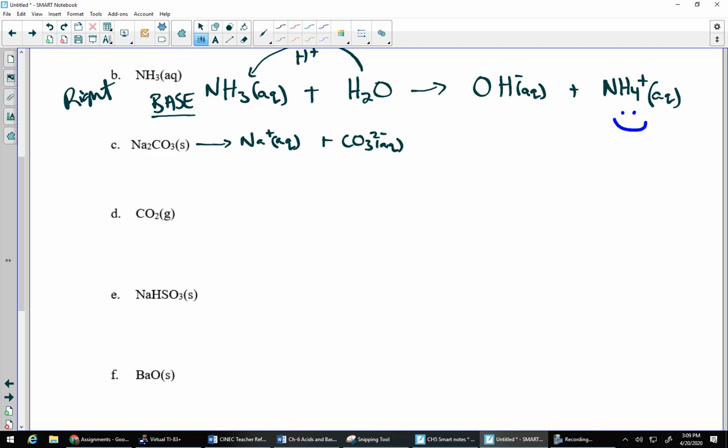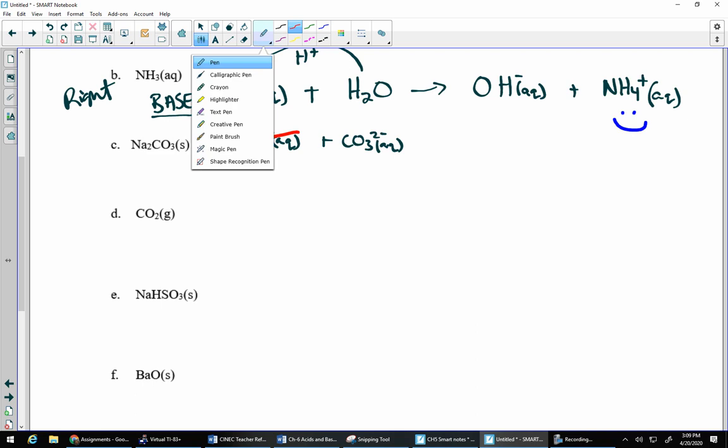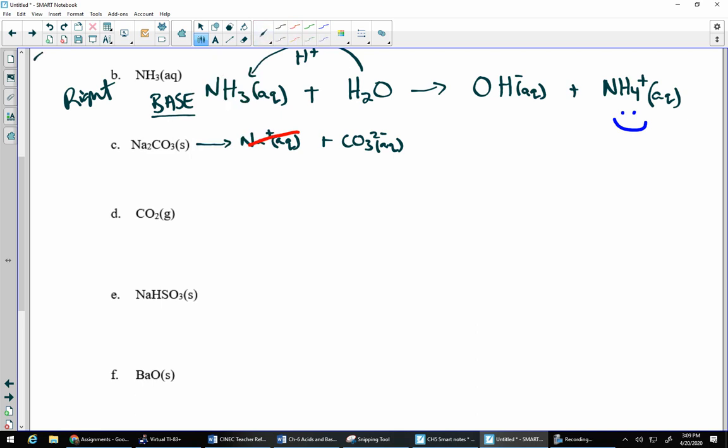Okay, now back to those original rules. Should we do anything with anything in group 1? Right, so sodium being in group 1, I'm going to get rid of that. I'm going to cross that off. We don't do anything with sodium in group 1. Cool. So that means it all comes down to the carbonate ion, the CO3.